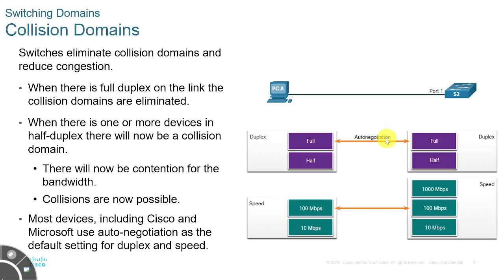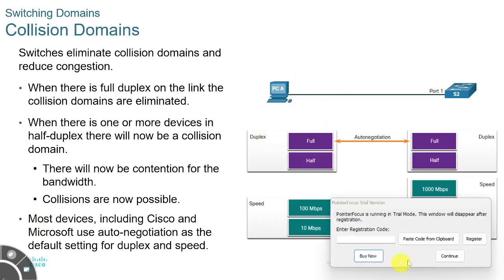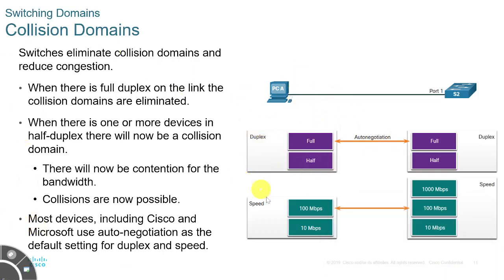In Cisco or Microsoft, most of the devices use what we have learned about, the auto-negotiation service, which sets the duplex and the speed for each communication link. Okay.